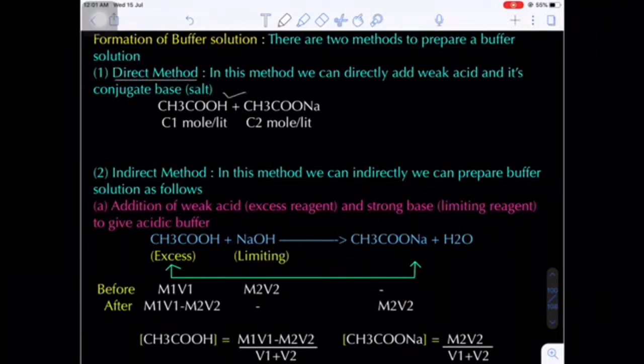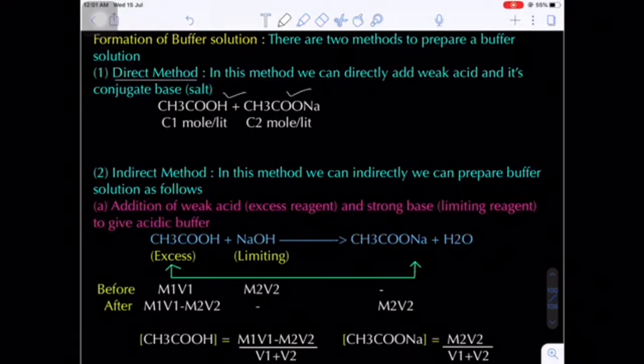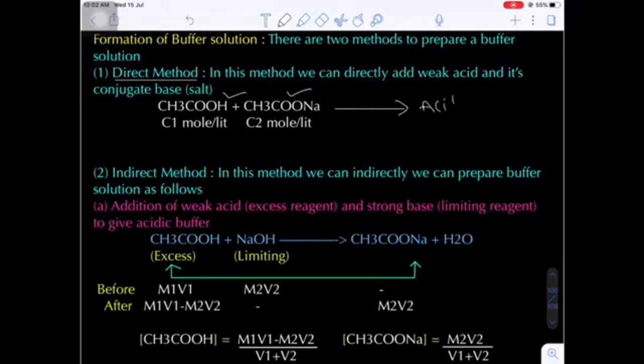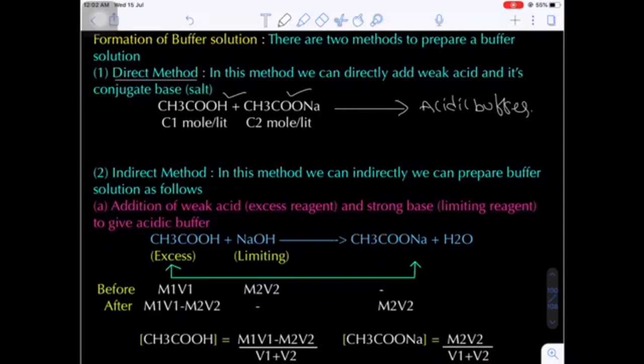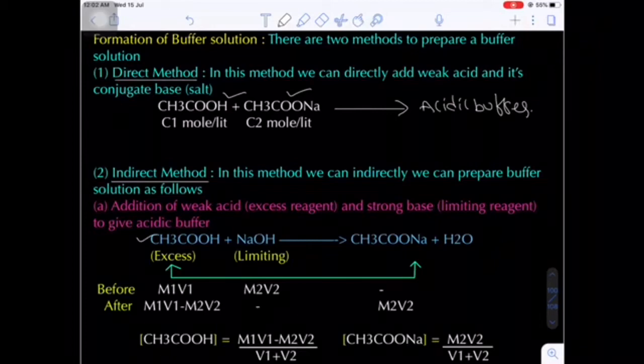There are 2 different methods. Number 1, the direct method. In this direct method we can add a weak acid plus its conjugate base directly. Okay, acetic acid C1 moles per liter, sodium acetate C2 moles per liter. When these two are combined, then directly we can say it is an acidic buffer. It is what? Acidic buffer.